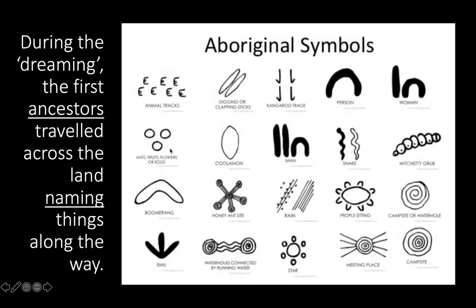The little circles can represent eggs or seeds. The spiral can be a campsite or a home. A spiral with other details coming out of it means place. And if you have two spirals and wavy lines connecting them, that can mean running water.